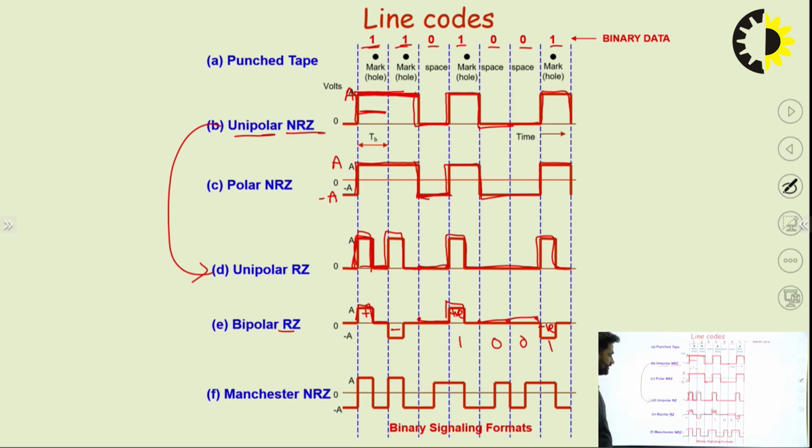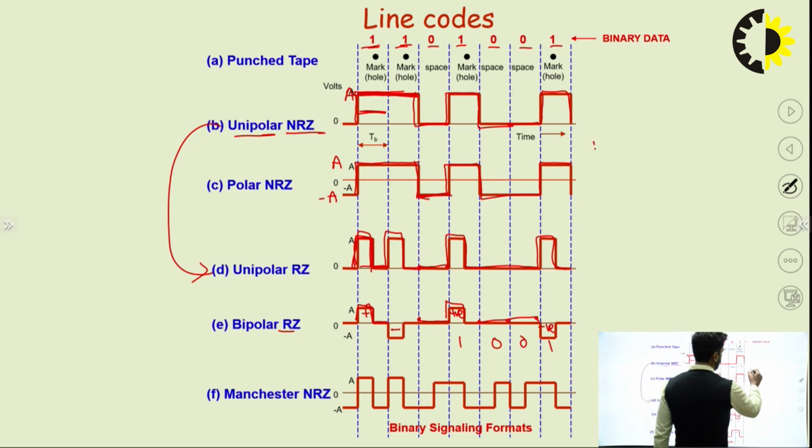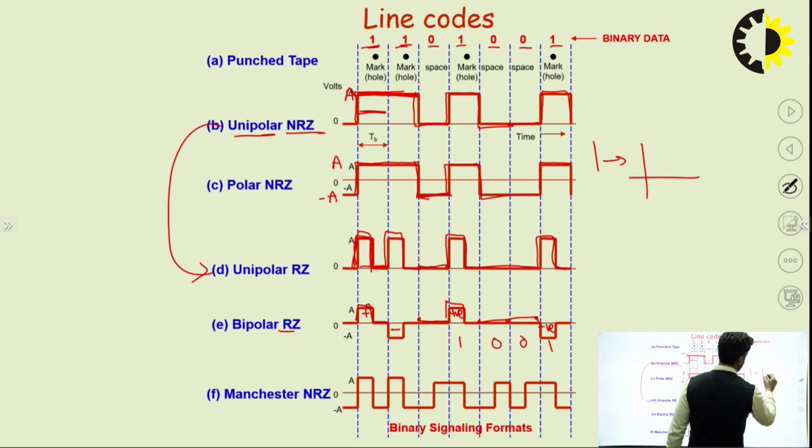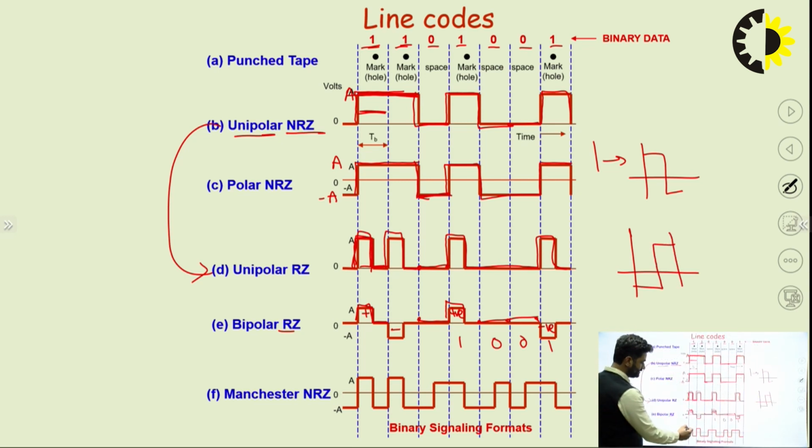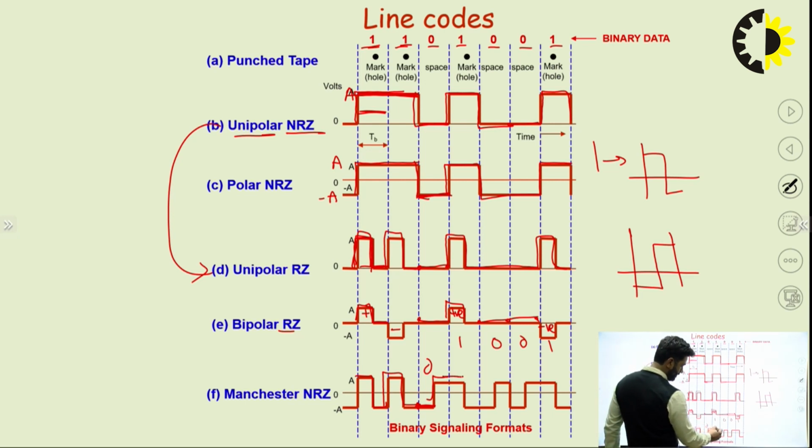Last is Manchester that we have done. In Manchester, 1 is represented as high to low, and 0 is represented as low to high. You can see 1 is represented as high to low, and again high to low, and here it starts from the negative level, which means 0 data is here, 0, low to high, high to low, low to high, low to high and high to low.